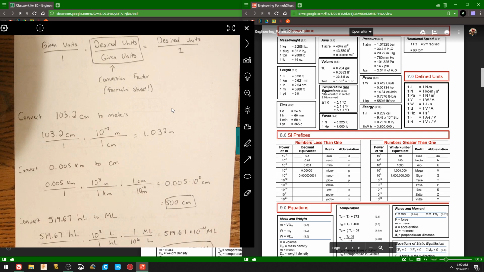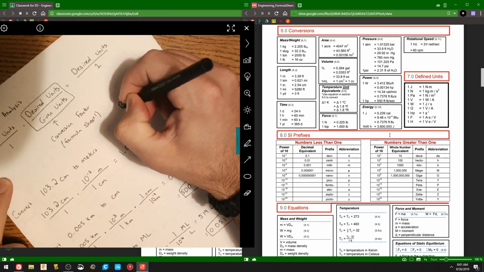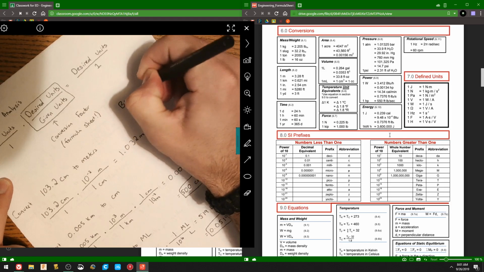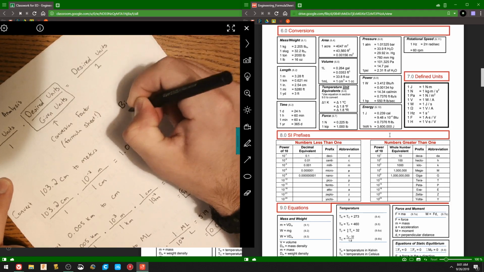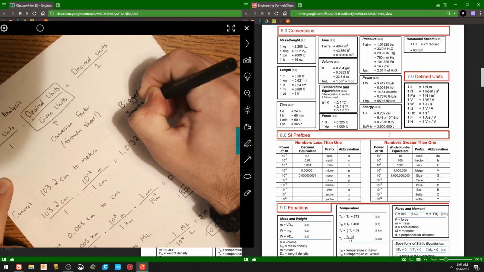Here's my way of doing it. If I have centimeters and I'm going to a bigger number, which is meters, I'm going to move the decimal to the left. So if I'm getting bigger, I go left. If I'm getting smaller, I go right. That's what I would write down: bigger, left; smaller, right.